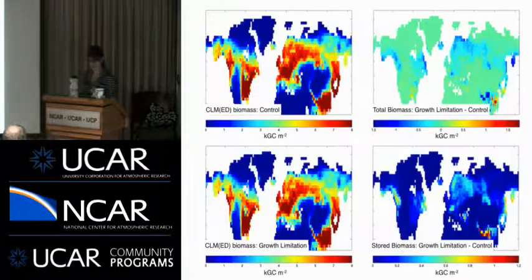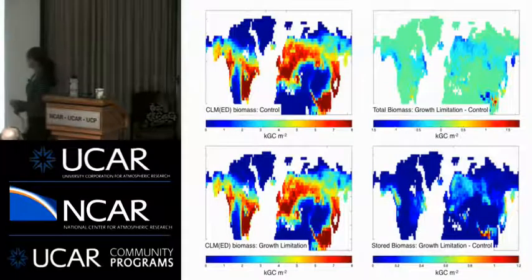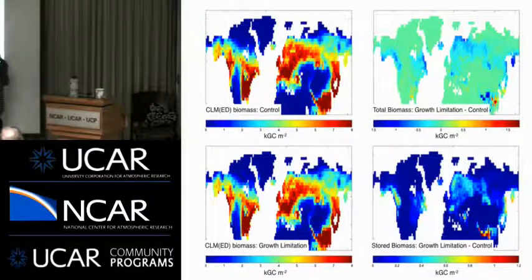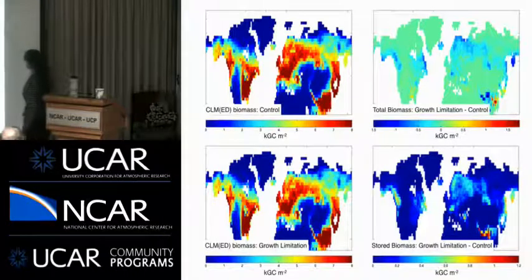And so what we find is that this is the control model I showed you before, right? And this is the new model with growth limitation. And it's quite hard to tell the difference, right? It didn't have an enormous impact, but it did have some impact. This is the delta between those two. And so you can see that in all these cold areas, we get less biomass growth in these areas which are limited in their growth expansion than we did before.